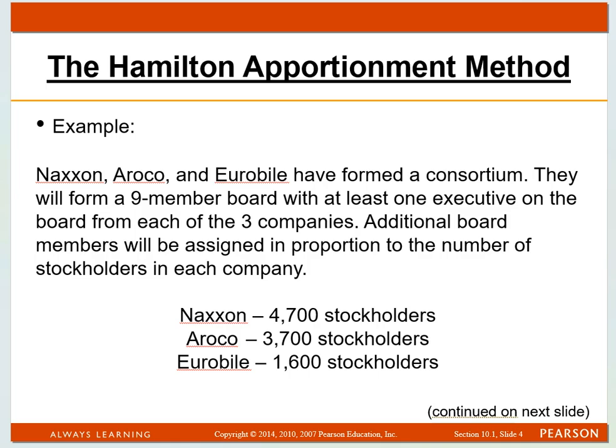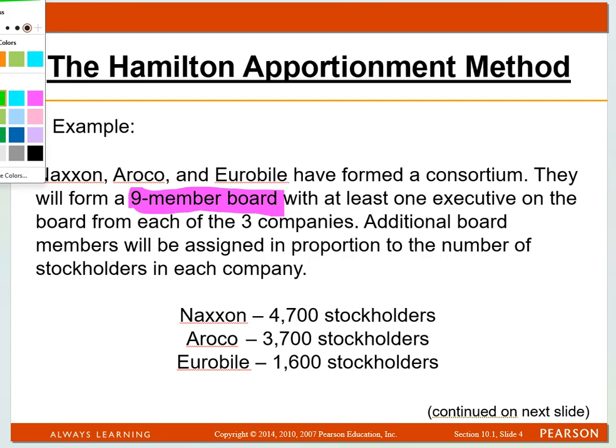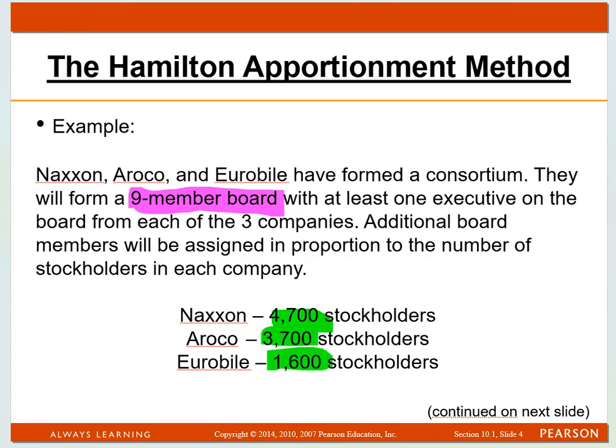All right, we got 3 companies. They have formed a consortium. They're going to have a 9-member board, okay? A 9-member board. That is what you're apportioning. And it says, with at least one executive on the board from each of the 3 companies, additional board members will be assigned in proportion to the number of stockholders in the company. So you've got 3 companies and they have these number of stockholders. So what they do is they add that up. And when you total up the number of stockholders, there's 10,000.